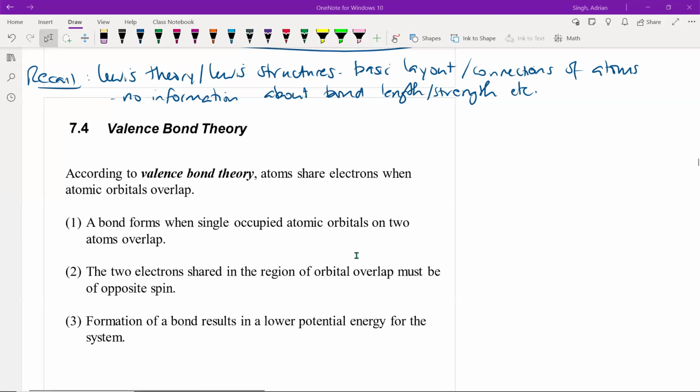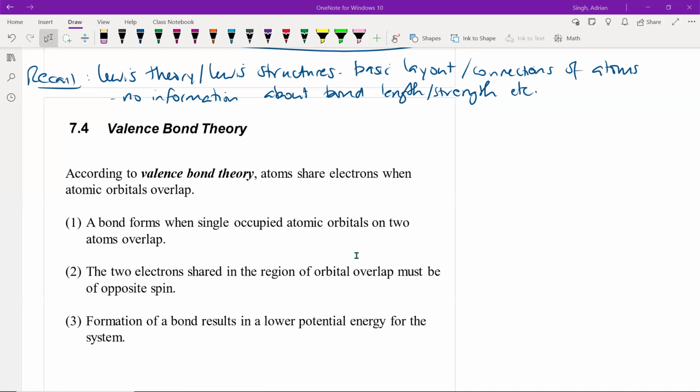Okay, so now we're going to take a look at some additional theories of bonding. Thus far, we've looked at the Lewis theory of bonding, which involved drawing Lewis structures, which gave us a basic idea of how the atoms were laid out and how they were connected in a molecule or in a polyatomic ion. And that was useful up to a point.